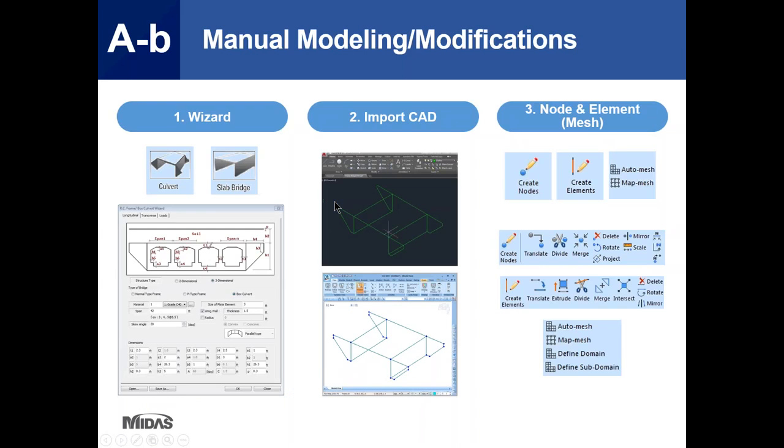So first, if you want to model your culvert or frame structure, you could use the wizard. So that's the first approach that I've shown before. And second, you can actually import your CAD drawing. So regardless of whether you're using AutoCAD or MicroStation, it doesn't matter. As long as you save it into the DXF format, you could easily import it into Civil.